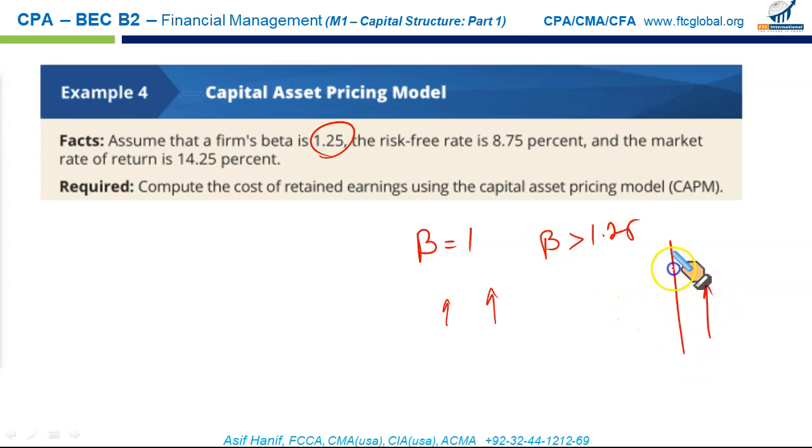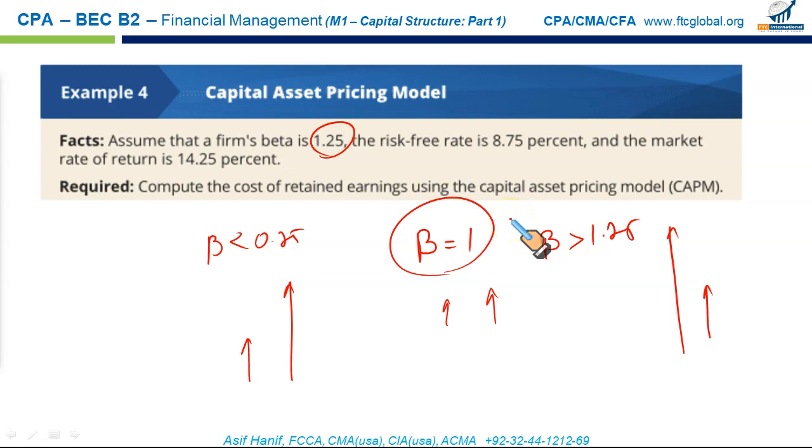If the market goes up, your stock goes up higher. If the beta is less than 1, let's say 0.25, in that case, if the market returns go up, your returns go up, but to a lesser extent. So remember, beta equal to 1 means the returns are perfectly correlated with the market returns. Greater than 1 means more volatile, less than 1 means less volatile. If beta is negative, it means your returns are negatively correlated with the returns on the market. So it's a measure of systematic risk, measuring how volatile your returns are with the return on the market.